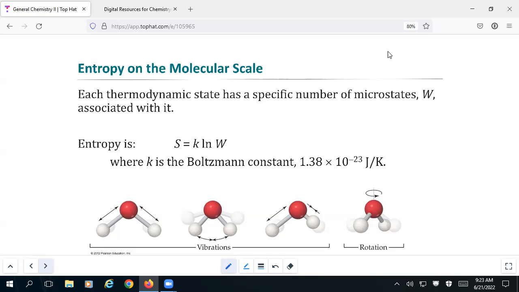And so as you might expect, the more microstates there are, the more entropy we're going to get. But notice one thing, and one thing in particular. This value being a natural log, this constant being positive, there is no such thing as a negative entropy value. It's always positive.